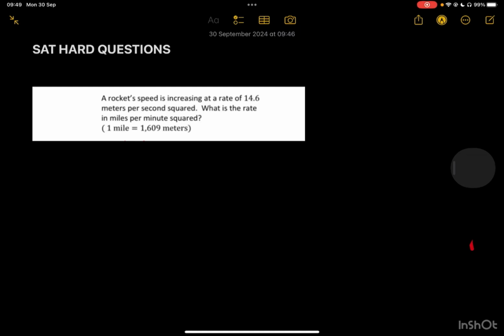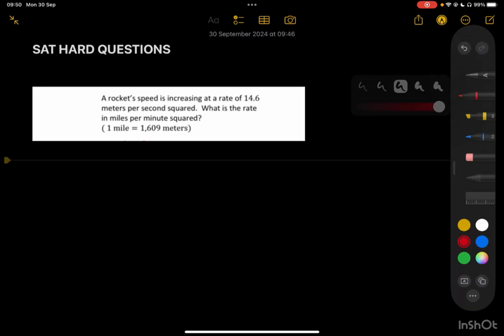The October SAT is coming, and I'm going to start with a hard SAT math question. A rocket's speed is increasing at a rate of 14.6 meters per second squared. What is the rate in miles per minute squared? And we have 1 mile equals 1,609 meters.